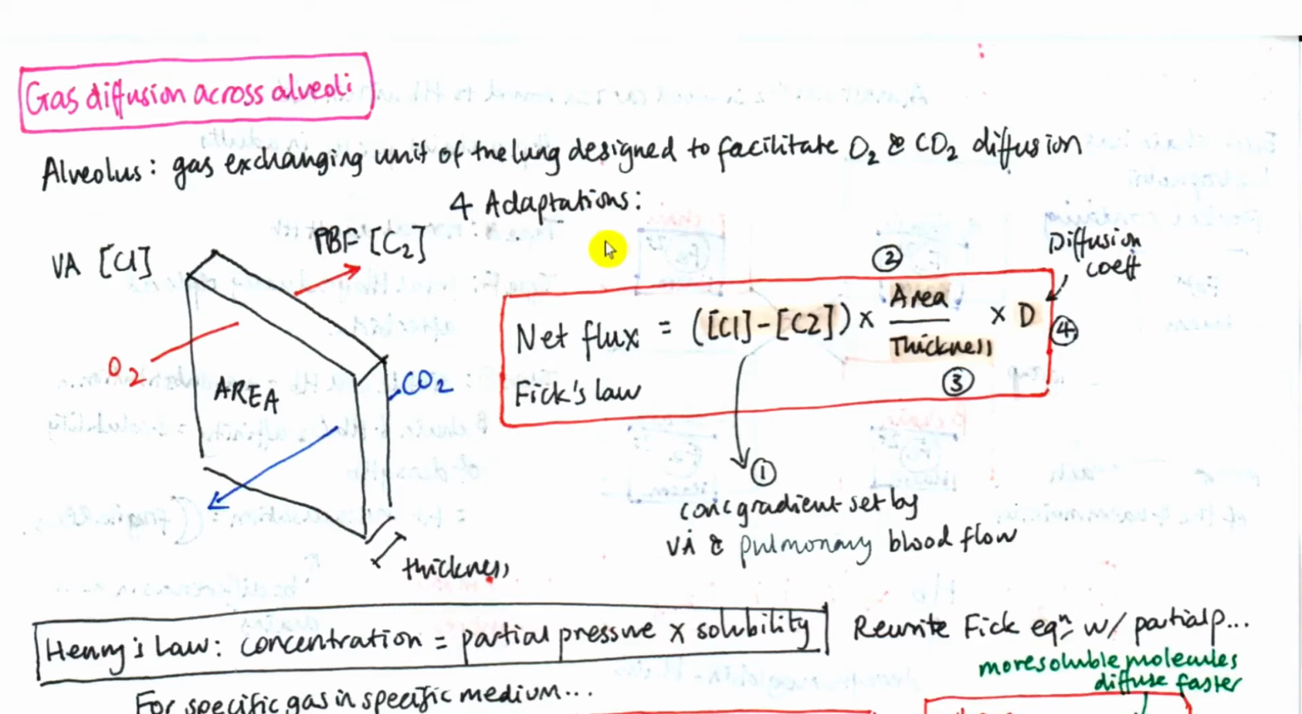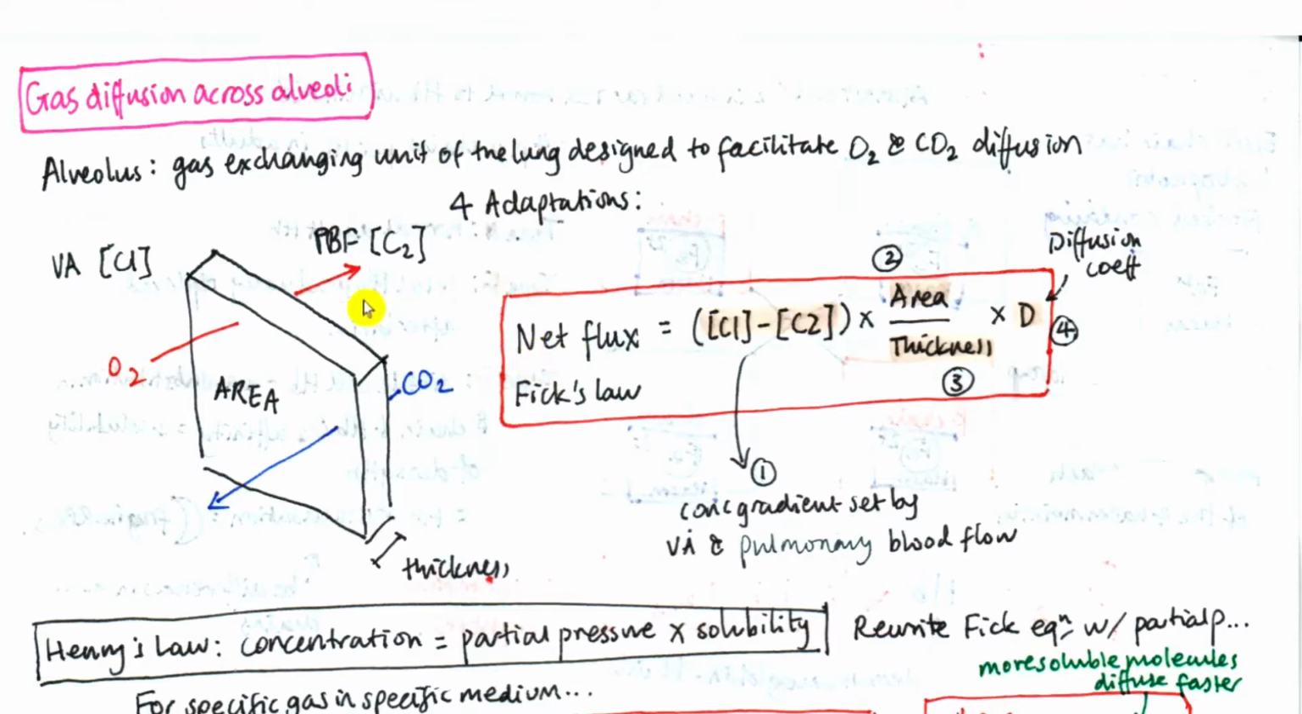So now we're going to zoom right in and have a look at what happens during gas exchange. So we're going to zoom into the alveoli, which are the smallest units of the lung. So what is an alveolus? It's a gas exchanging unit of the lung designed to facilitate oxygen and carbon dioxide diffusion. How is it adapted to do this? Well, there's four main things.